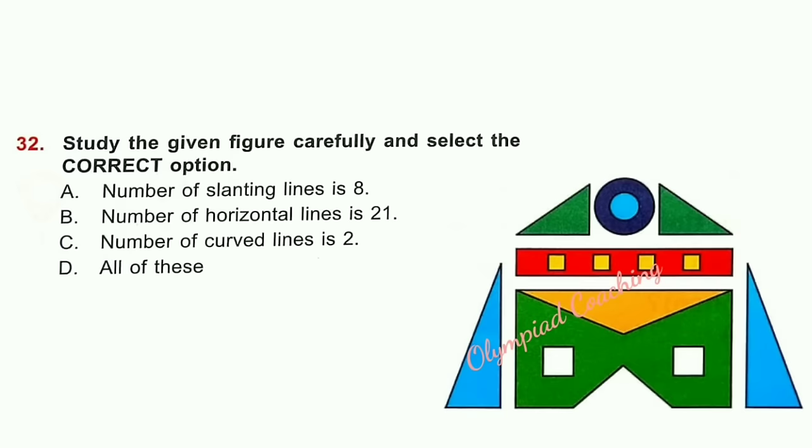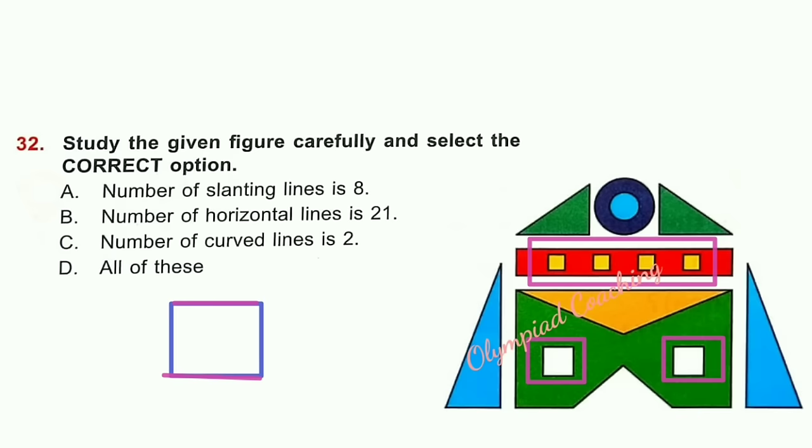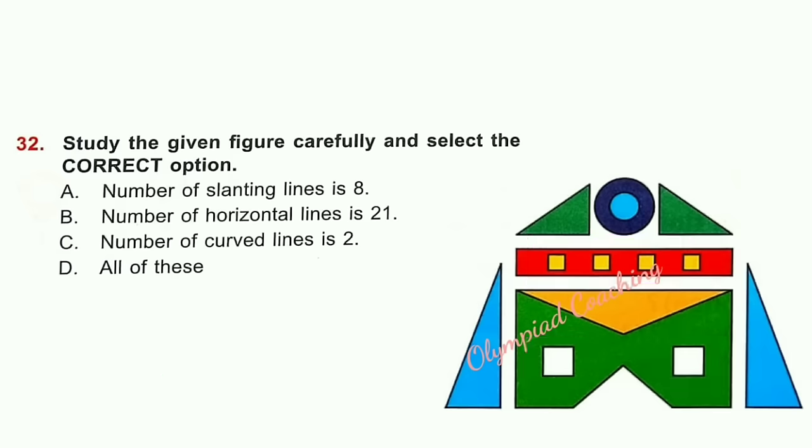Statement B: number of horizontal lines is 21. These are the horizontal lines. Here, in each square, there are 2 horizontal lines. So the total number of horizontal lines is 21. This is also a correct statement. Number of curved lines is 2. Clearly, these are 2 curved lines. So this statement is also correct. Option D is correct. All of the statements are correct.